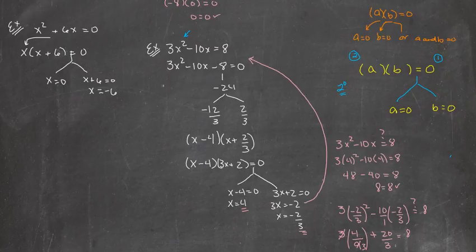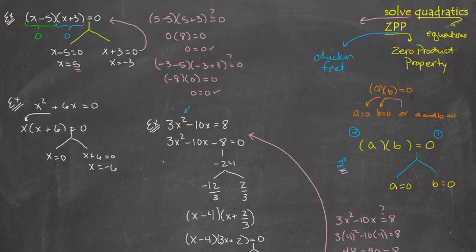So the only x's that make this sentence true are 4 and negative 2/3. I'm okay that I have two answers for my x, because when I have a second degree polynomial, I can possibly get 2 or 1 or 0 answers. So it is possible to get two answers for a quadratic equation.